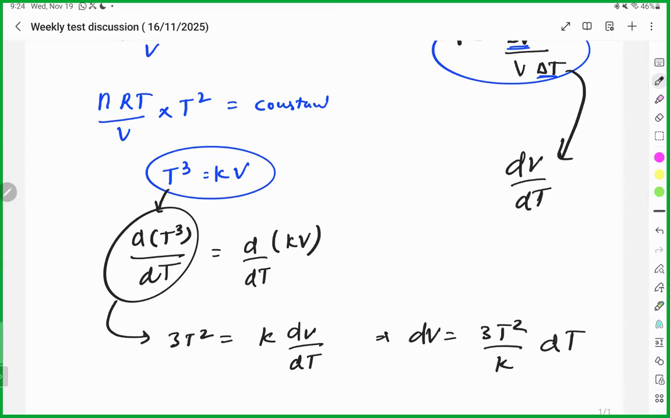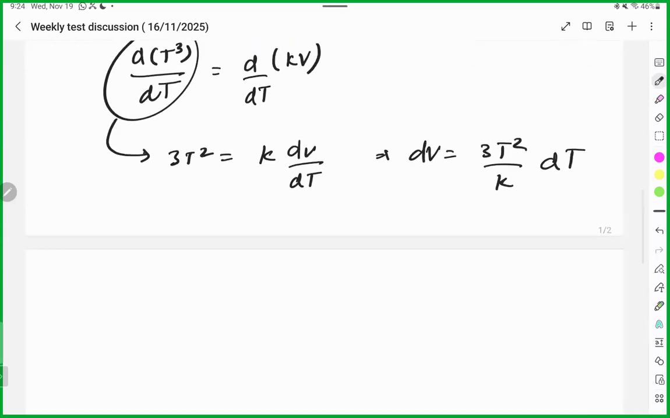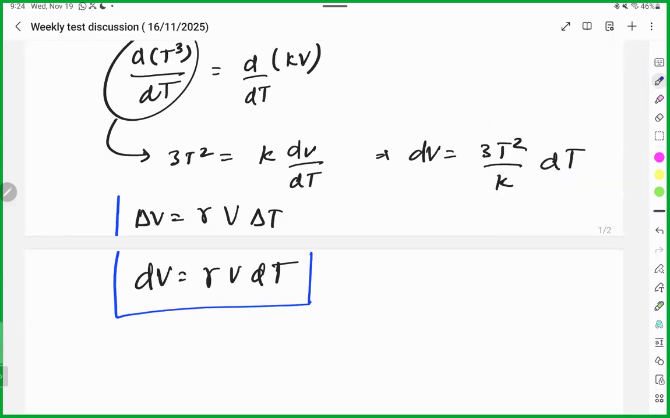Now you tell me, does it look like this? Delta V is equal to gamma V delta T, or dV is equal to gamma V delta T. Both are the same thing. Correct. Both are the same form. There is no difference at all between these two. You can write delta or d, meaning it's the same.